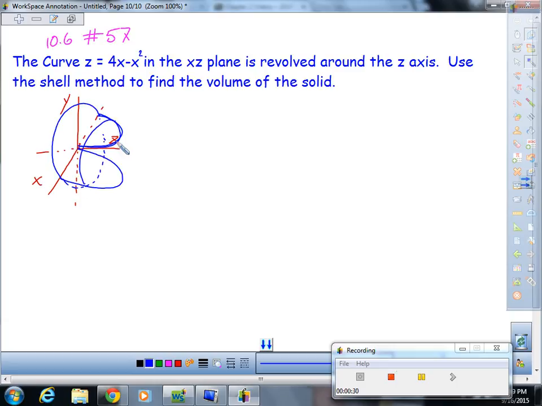And so if you can imagine what this is going to look like, it's going to be a bundt cake. Do you know what a bundt cake is? I'll do a better job of sketching that in a second, okay?